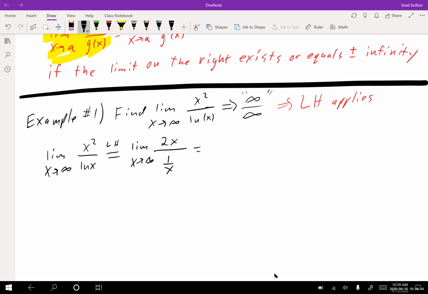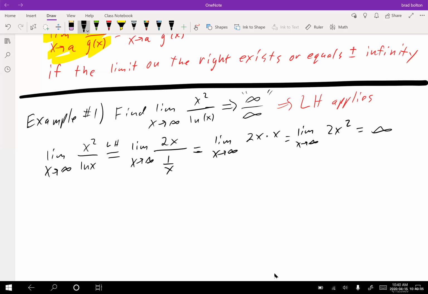Now I'm going to clean this up. So this will become 2x times x, which will become the limit as x approaches infinity of 2x squared, which you guys know is infinity, in fact, okay? So in this case, infinity over infinity became infinity, okay? So the limit as x approaches infinity of x squared over ln of x is actually worth infinity, okay? So this is how you can use L'Hopital's.